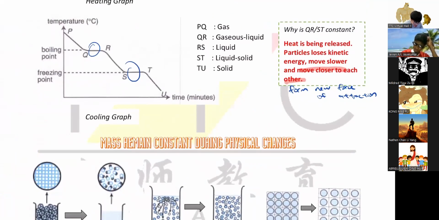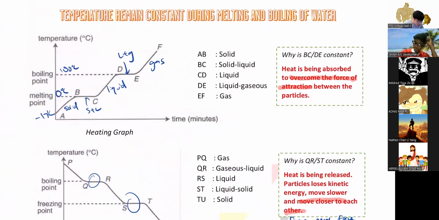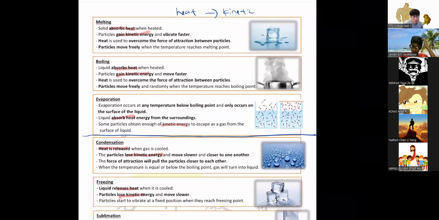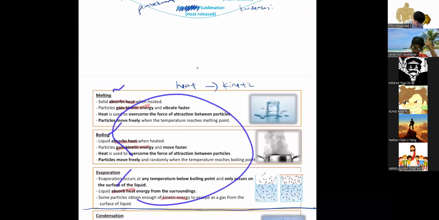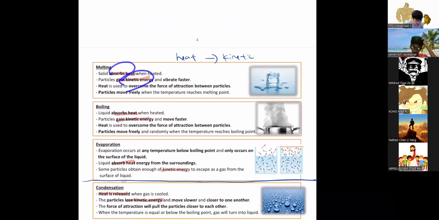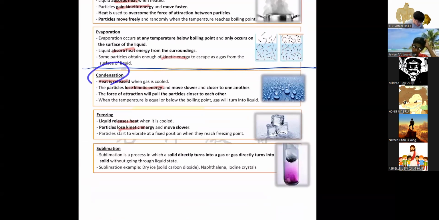Okay. Anyway, so this is our heating curve. Like I said, if you don't want to care about this part, it's okay. You just have to know this part. For those who just came in, let me explain this again. So melting, boiling, evaporation. When things start to get hotter, they will absorb heat. They will gain kinetic energy. Particles, they move faster. And you go the other way around, condensation and freezing, you do the reverse. Heat is released, they lose kinetic energy. So that's the total opposite.